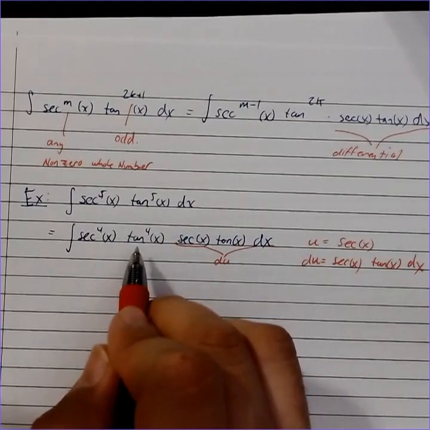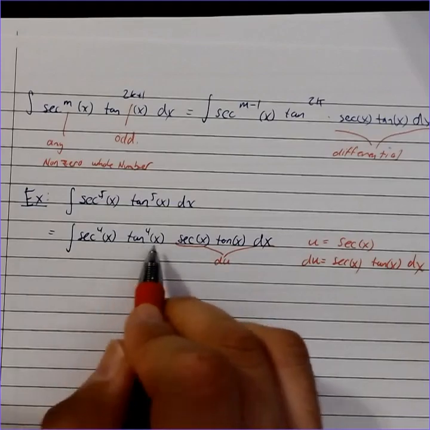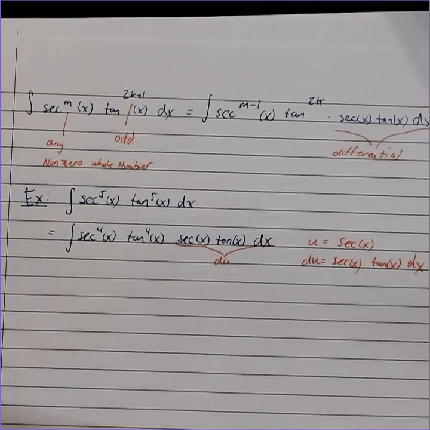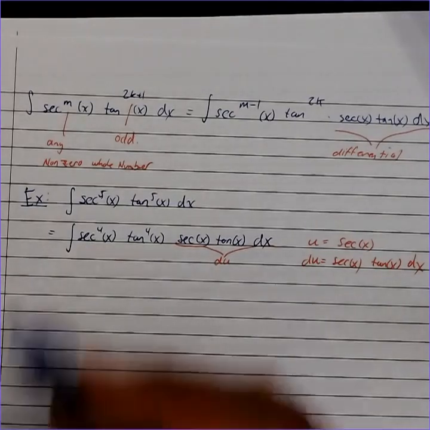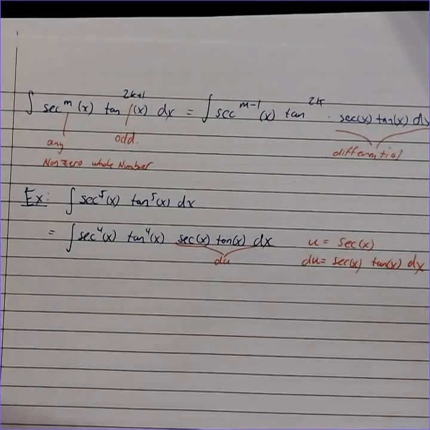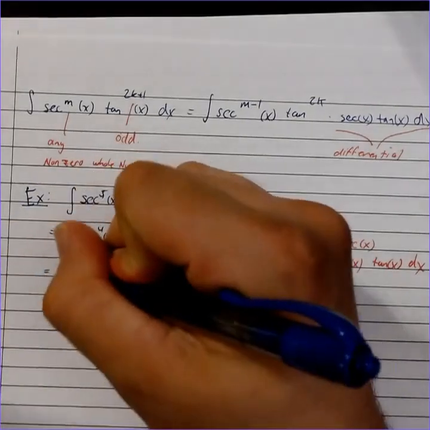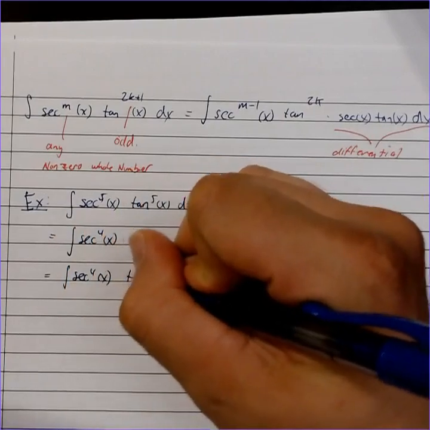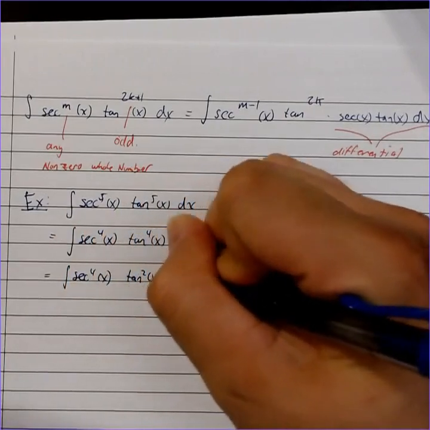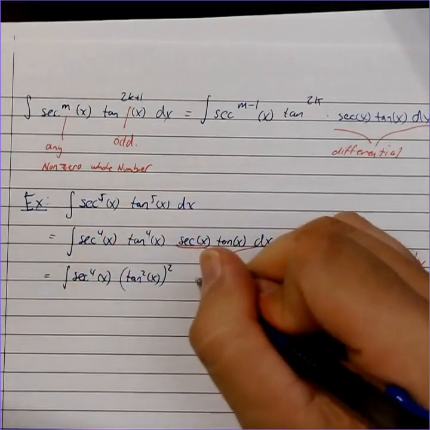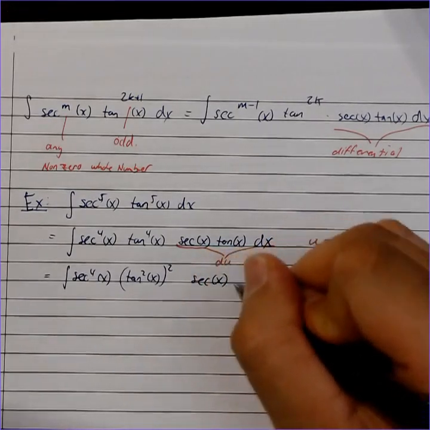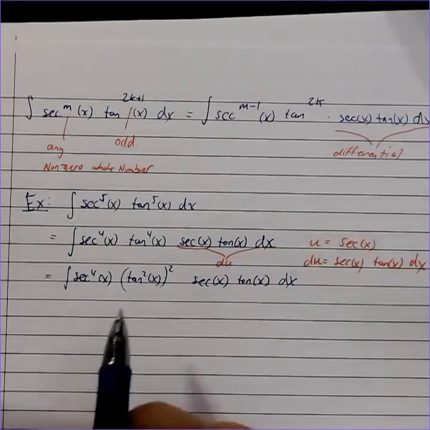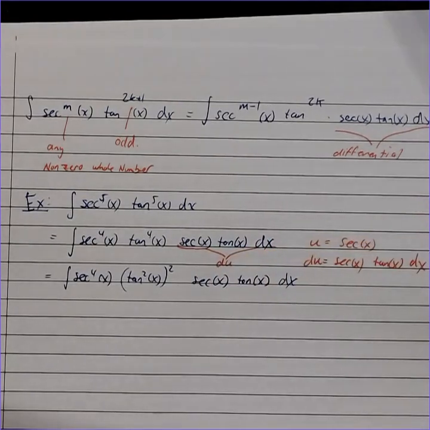Okay, so that's going to be the Pythagorean identity. I can change tangents into secants using the Pythagorean identity. Of course, the Pythagorean identity only works if this is an even power. So let me rewrite that ever so slightly. The integral of secant to the 4th of x times tangent squared of x, quantity squared, times secant of x tangent of x dx. And now I can use the Pythagorean identity there.